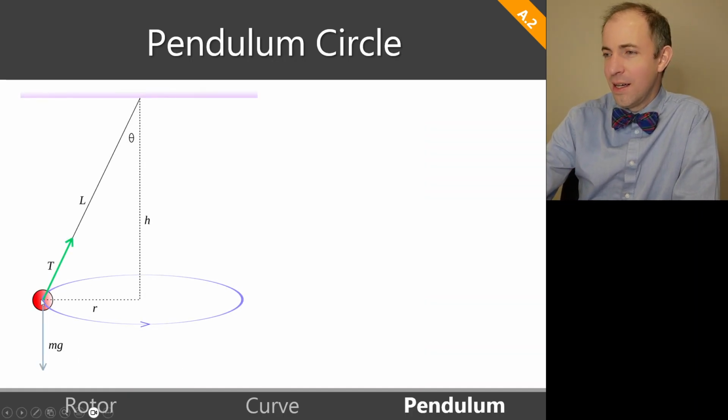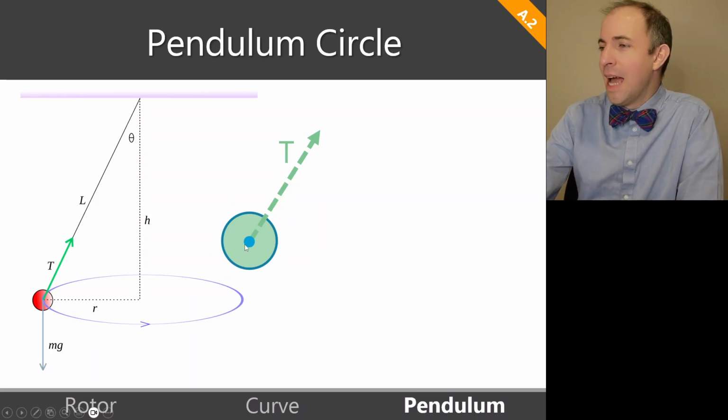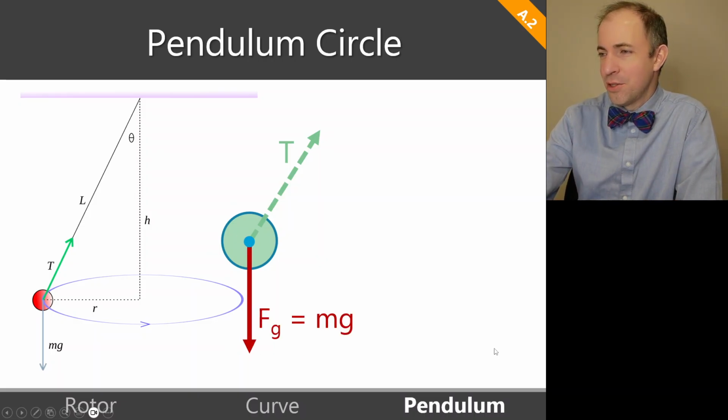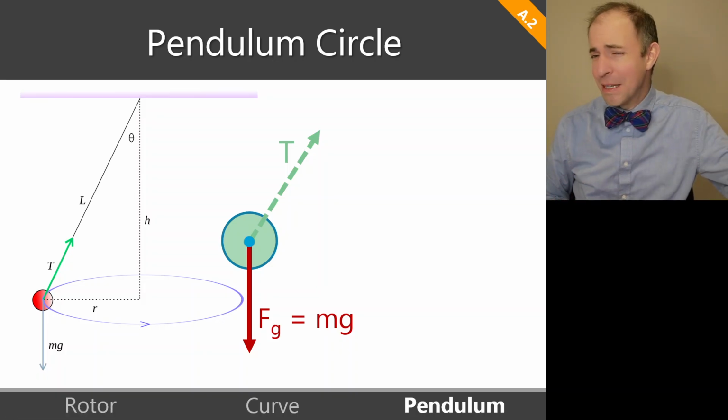We've got a ball on a string. There's two main forces. We have a force of tension, which can only pull in the direction of the rope. And then we have a force of gravity that's just going straight down. Now, these are the only two forces, and that feels weird because our other examples had three forces.